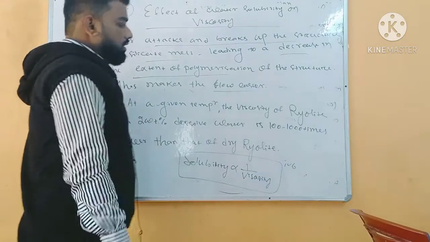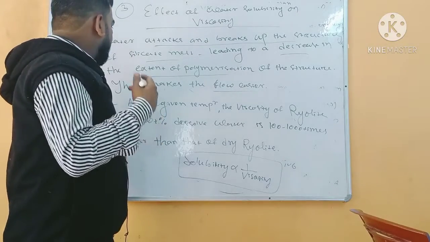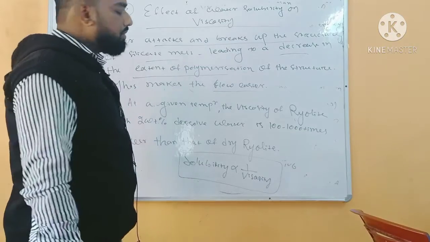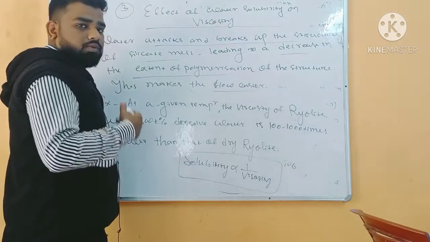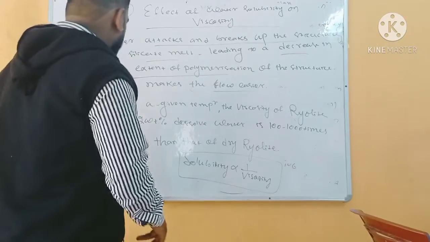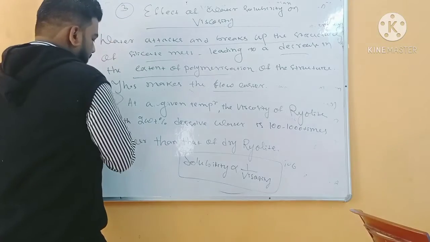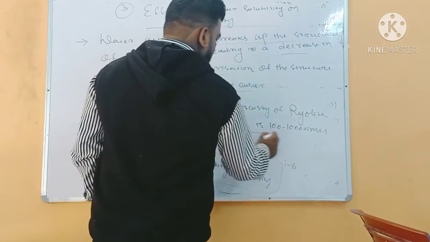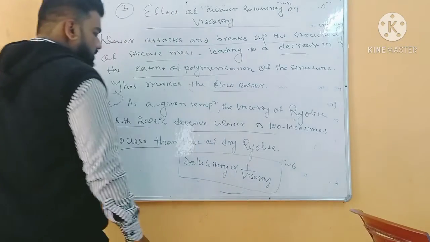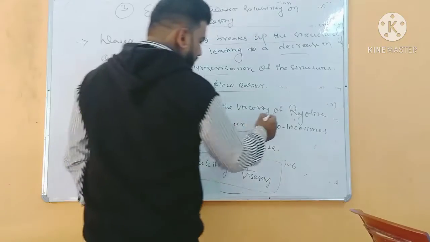That means water breaks up the structure, and it will break the silicate melt. It will decrease the extent of polymerization of the structure, and this will make the flow of magma or lava easier. Look, one example here. At a given temperature, the viscosity of rhyolite with 2 weight% dissolved water is 100 to 1000 times lower than that of dry rhyolite.